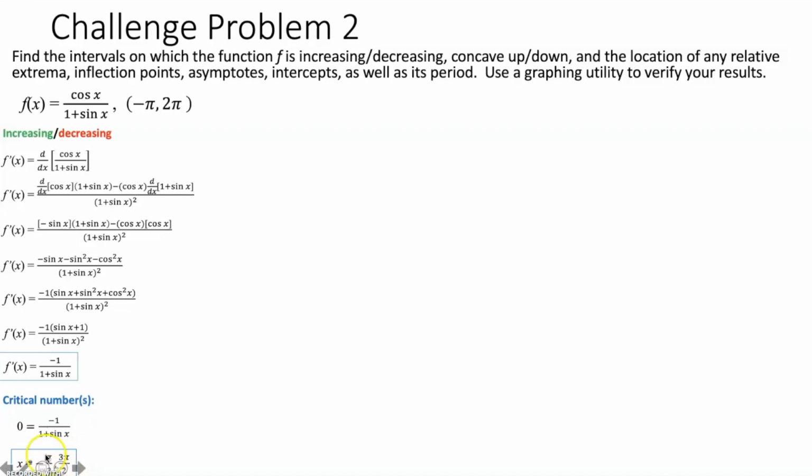Now, the issue with these two numbers is that if we look up here, 1 plus sine x is also in the denominator of your original function. And if an x value causes the denominator of your original function to equal 0, that means that's where a vertical asymptote is going to be. So there's going to be a vertical asymptote at x is equal to negative pi over 2 and 3 pi over 2. So now we make our sign chart, and we break up our sign chart based on these critical numbers.